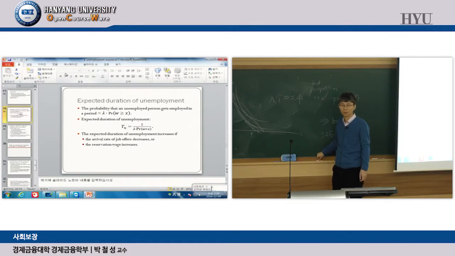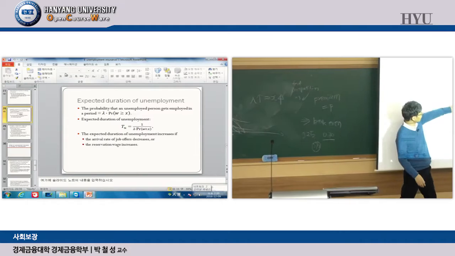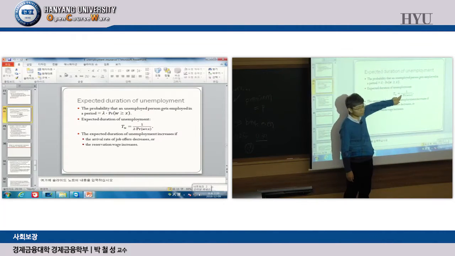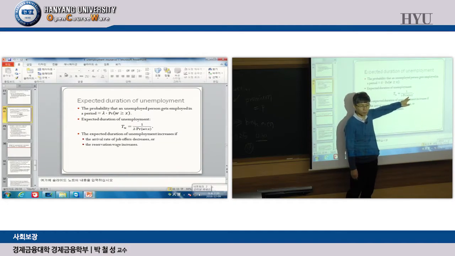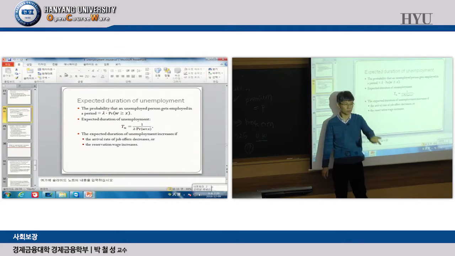Okay? So if you look at only this part, if x is high, then the probability of getting an offer exceeding x is low. So if lambda goes up, you increase this probability, but you also decrease this probability. So at the end, a change in lambda may increase or decrease the duration.